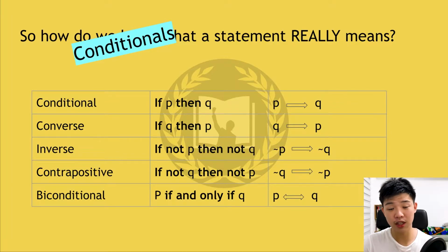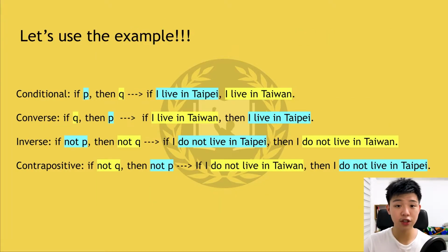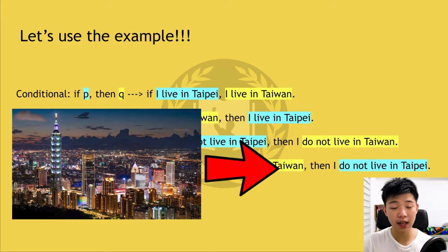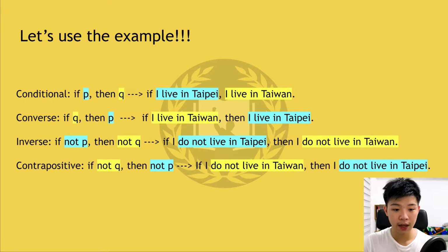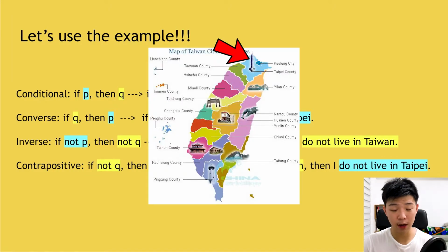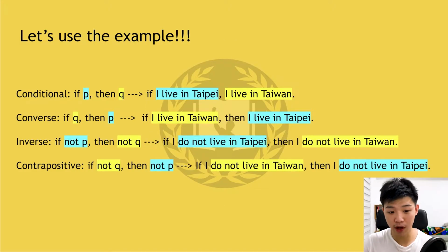Now, I will go deeper on the biconditional later on, but first we need to go through the 4 things. Let's just use the example that we had before. The conditional of that statement would say, if I live in Taipei, I live in Taiwan. I live in Taipei is the P, and Q is I live in Taiwan. Is the conditional true? Yes, because Taipei is within Taiwan, meaning that if I live in Taipei, then I must be within Taiwan as well.